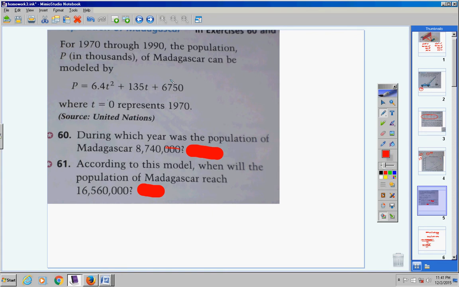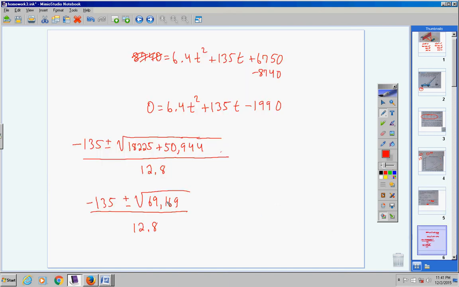The population of Madagascar hit 8,740,000. Okay. Now, let's take the square root of this number, and we're going to get 263 exactly. So we have negative 135 plus minus 263 all over 12.8. Now, please, students, think with me, please.